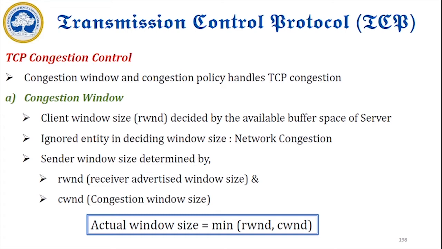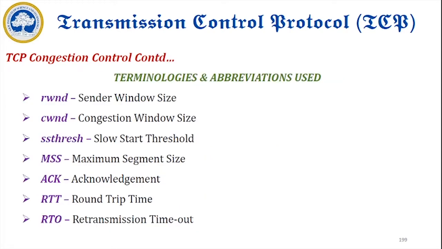So now the sender has two pieces of information: one is the receiver's advertised window size, and the other is the congestion window size. The actual size of the window is calculated as the minimum of these two. So the actual window size is equal to the minimum of the receiver window size and the congestion window size. Now we'll see about the congestion policies.